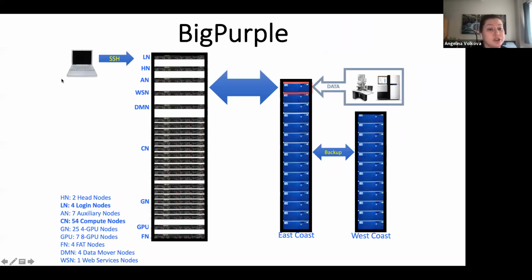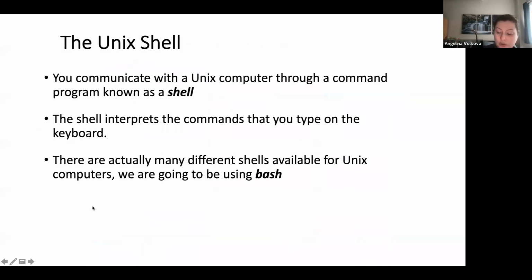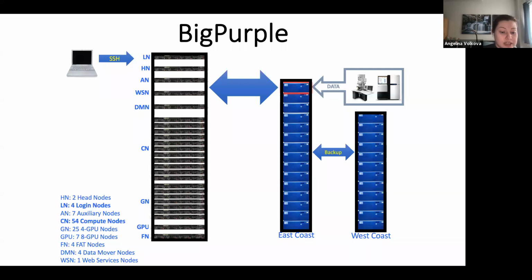First you establish a secure connection from your own computer to Big Purple. You usually establish a connection with a login node. There are 4 login nodes on Big Purple. Then we also have head nodes, auxiliary nodes, compute nodes, and some other types of nodes as well. Most importantly, I want you to pay attention that there are login nodes and compute nodes. These are the 2 most important nodes that you need to know.